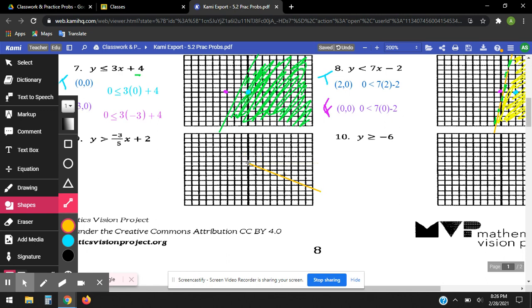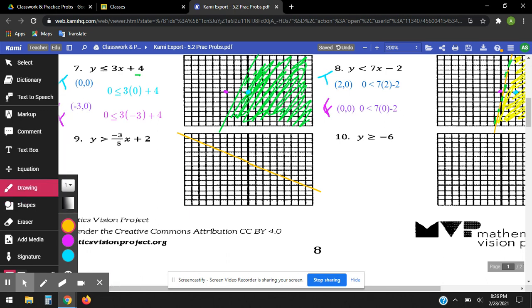Okay. So I'm going to go the other direction. 1, 2, 3. 1, 2, 3, 4, 5. And 1, 2, 3. 1, 2, 3, 4. That'd be about right there. So that's pretty good about showing my line.